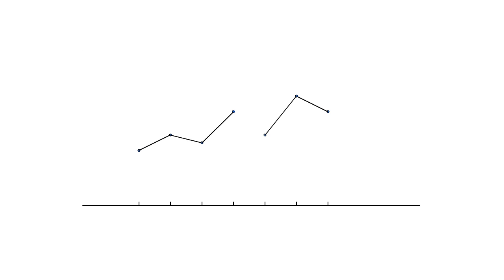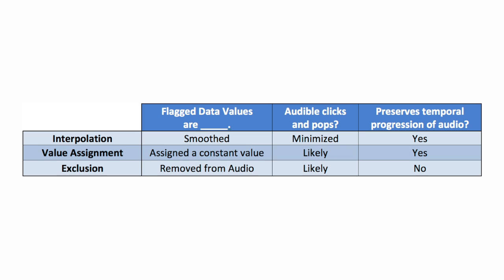It is for these reasons that linear interpolation is the recommended method for handling data gaps, as clicks and pops will be minimized, and the overall length of the resulting dataset will be preserved. This table provides an overview of the data cleaning methods discussed in this tutorial, and is included in the PDF document. It should be noted that in many cases, extreme outlying data values should be flagged for data cleaning, as they can greatly reduce the dynamic range of the resulting audio once the data has been scaled to the appropriate range for sound file playback.